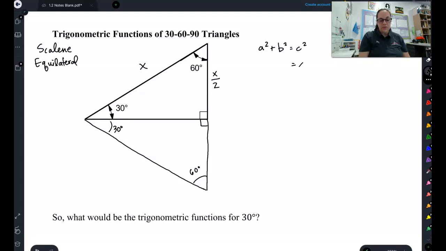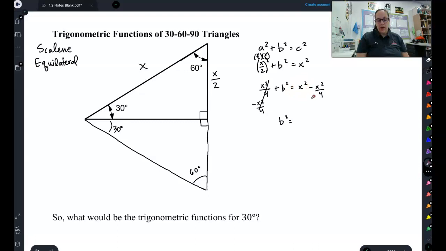Where my hypotenuse is x, and one of the smaller sides is x over 2. Doesn't really matter if you do that as a or b. Now let's do x over 2 squared, which is x over 2 times itself, which gives me x squared over 4. And let's solve for this last side, solve for b. So I'm going to minus x squared over 4. And b squared equals, now if I have one whole x squared, and I'm subtracting a fourth of an x squared, I'm left with 3/4 x squared, or 3x squared over 4.